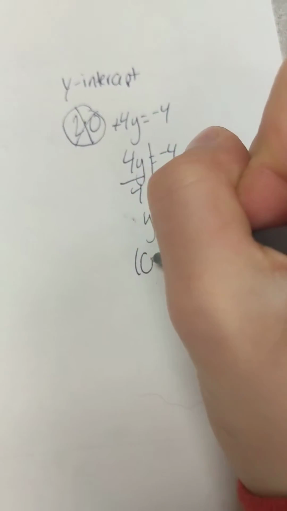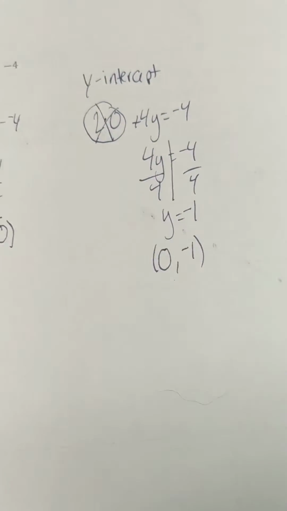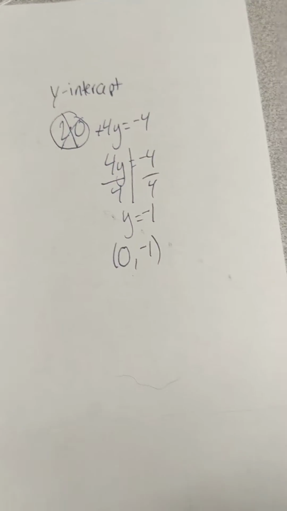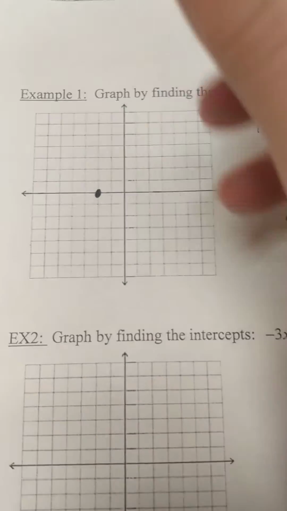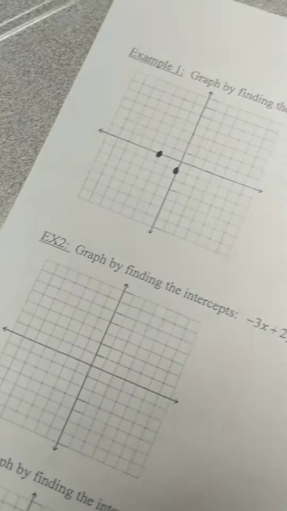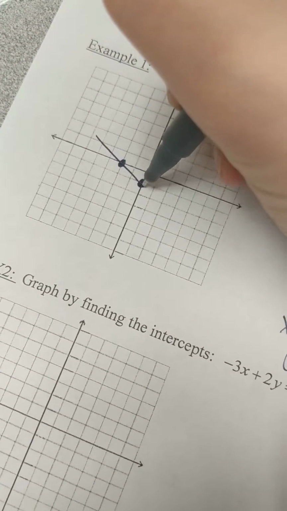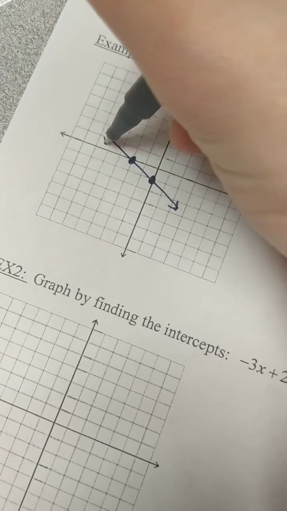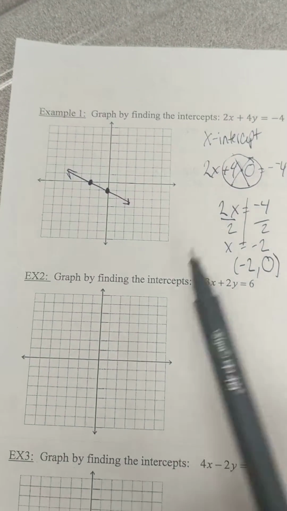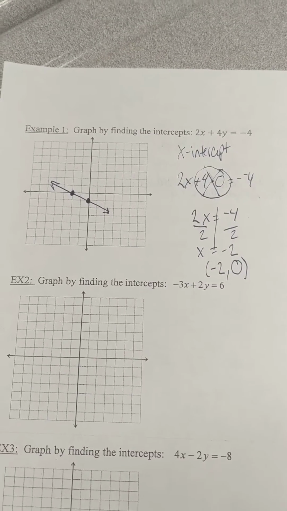So my x value was 0. The y value I got was negative 1. So plot that on your y-axis. Since it's your y-intercept, go to (0, negative 1), which means go down to negative 1 on the y-axis. And then draw your line. There's the graph of 2x plus 4y equals negative 4.